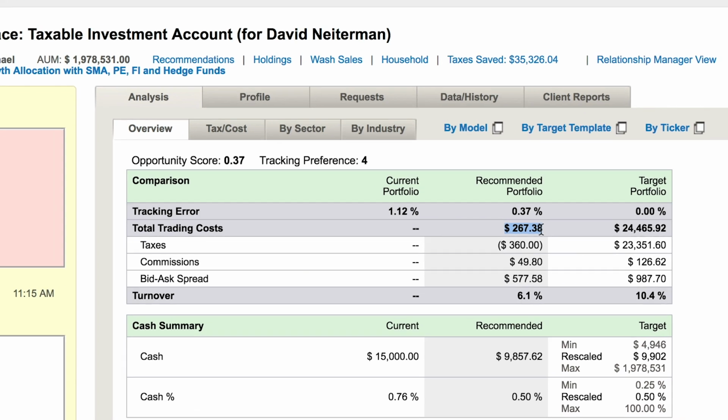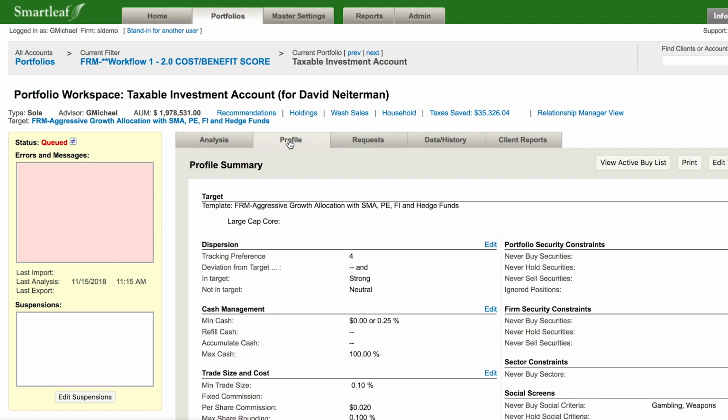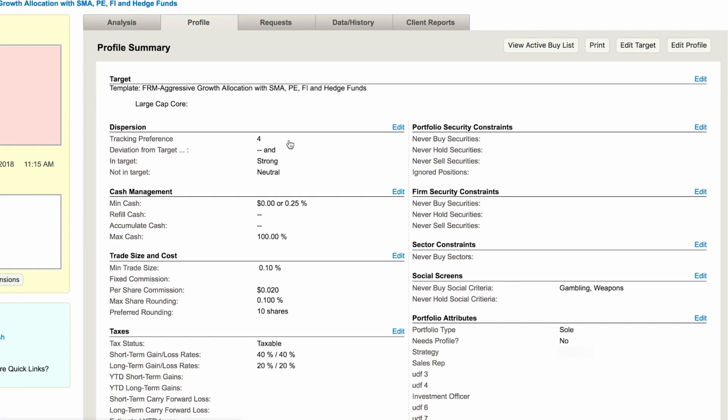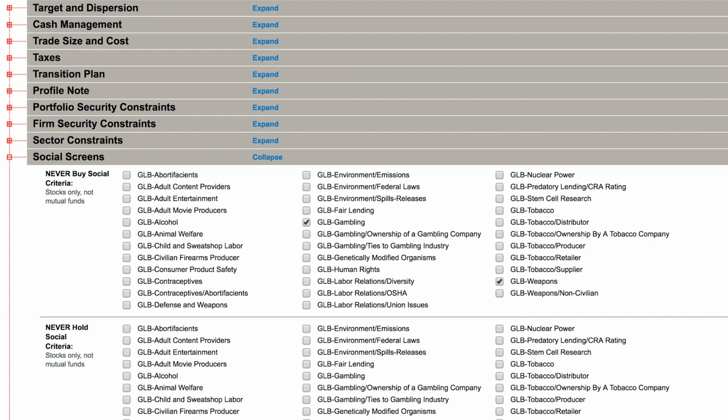How does the system know that? Well, that's contained in David's profile, which we can look at by clicking here. There are a lot of options. We can set cash management preferences, tax management preferences. We'll take a look at social screens. I click on this little edit button. We can see there's a number of options, and David has selected 2 of them. He has requested that his portfolio not purchase gambling or weapons companies.